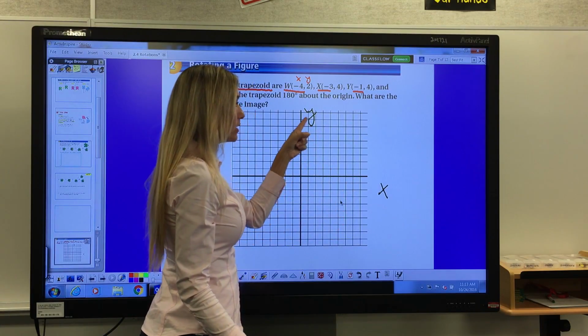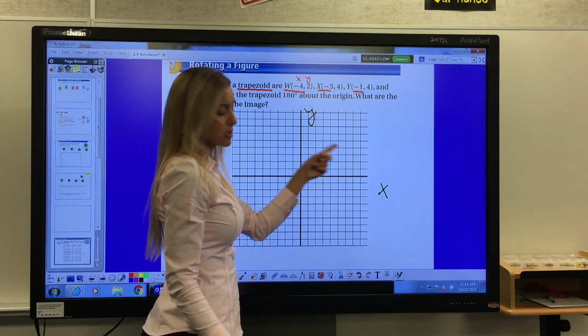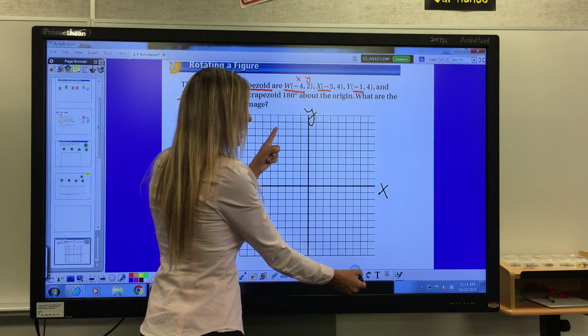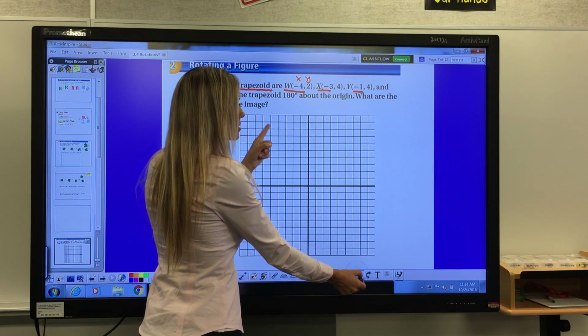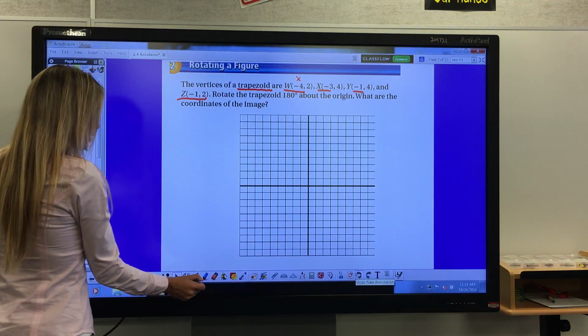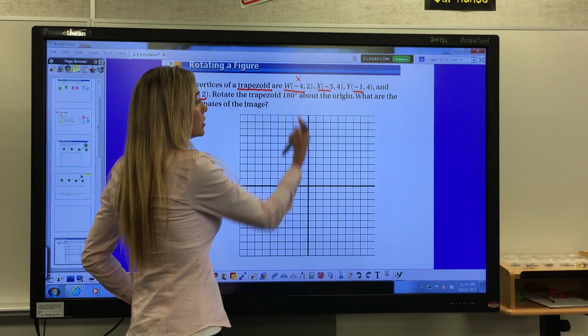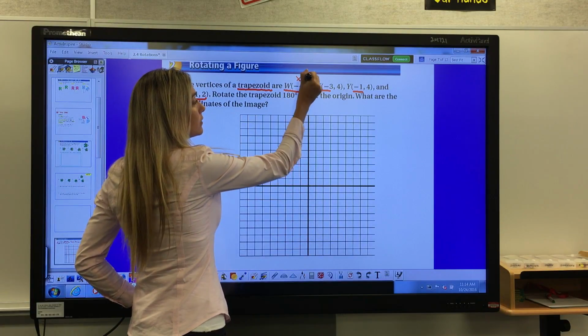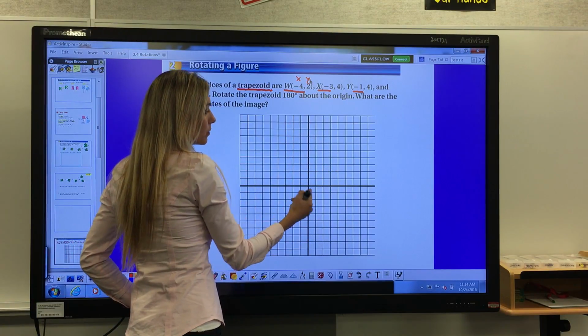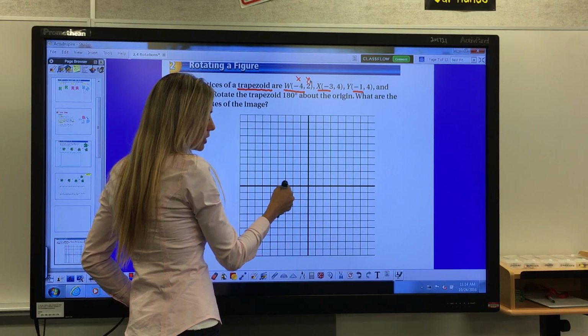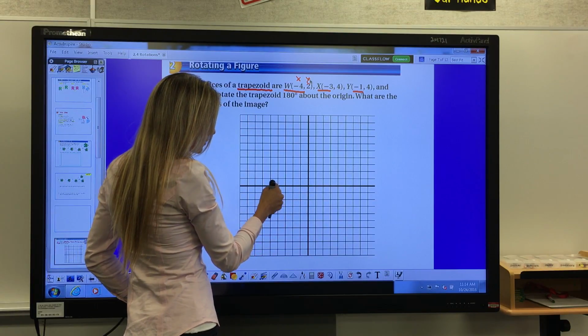So when you rotate, do not name your X and Y axis, because it will only mess you up. So now let's start with plotting my image. So -4 units to the left, and then 2 units up. So from the origin I go 1, 2, 3, 4 units left, and 2 up.